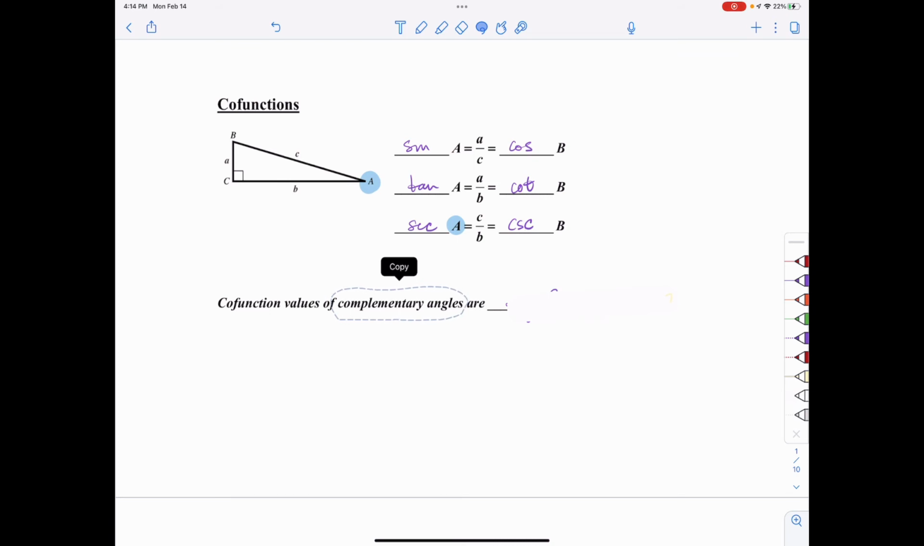Remember, complementary angles are angles that add up to 90 degrees. And so what we have here is that angle A and angle B are complementary angles. I know that because all three angles add up to 180 degrees in the triangle. I've already used up 90 degrees in the right angle, so A and B have to add up to 90 degrees. So A and B are complements of each other. So let's back up. We have cofunction values, they come in pairs, of complementary angles. So things like the sine of angle A is the same thing as the cosine of the complement of angle A. So cofunction values of complementary angles are always going to be equal to each other.